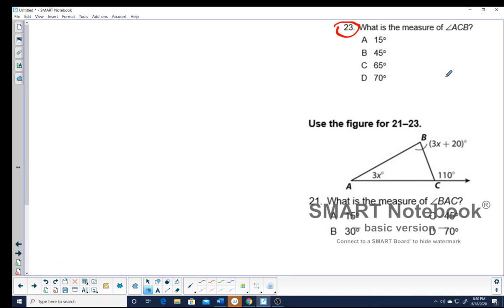And then on 23, we already answered this one. ACB is talking about this angle right here, and like we said before, we know these two angles have to be 180, so 180 minus 110 gives you 70 for angle ACB, so we know D is the answer.